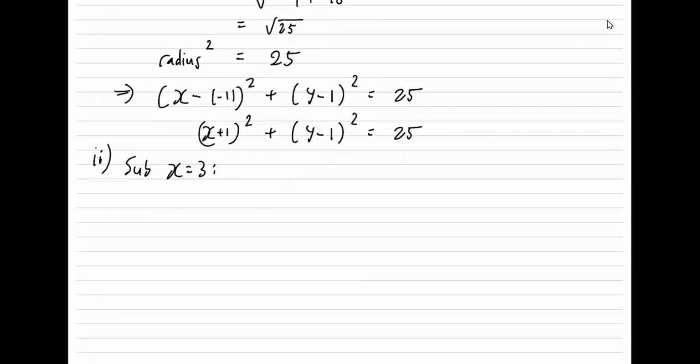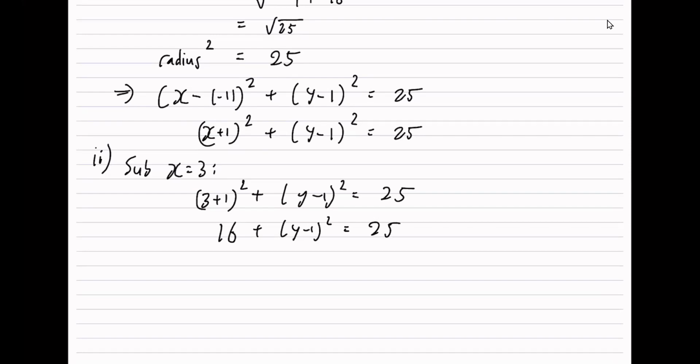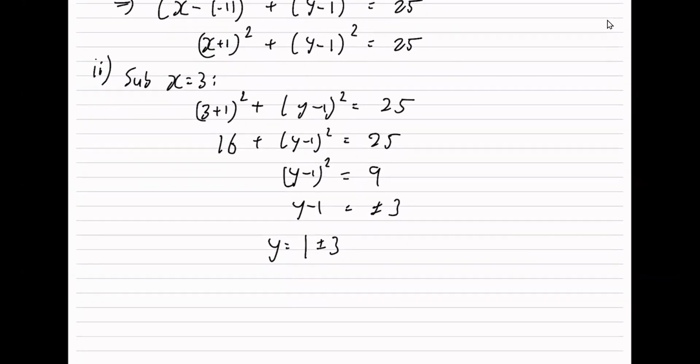So let's just sub x equal to 3. What do we get? You get this, right? Everywhere x is replaced with 3. So 3 plus 1 is 4. 4 squared is 16. Add on (y minus 1) bracket square equals 25. 25 minus 16 is 9. Square root, plus minus 3. Then you have to make y the subject, so you plus 1. So 1 plus minus 3.